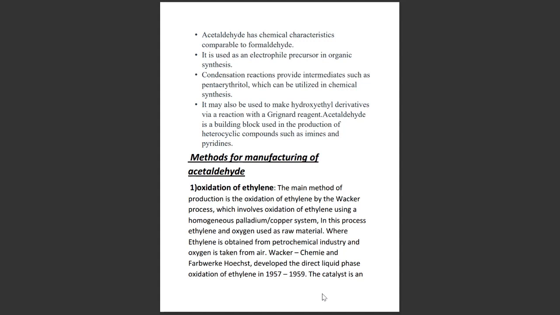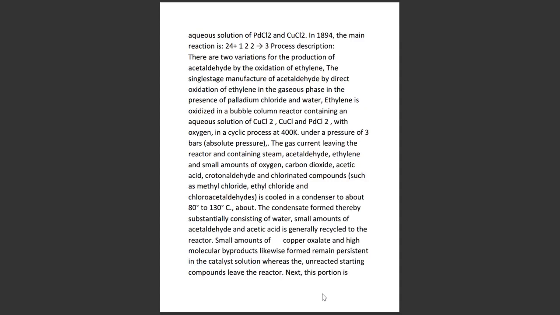Methods for manufacturing of acetaldehyde. First of all, oxidation of ethylene. It is the main method, using the Wacker process, which involves oxidation of ethylene using a copper and palladium system. In this process, ethylene oxidation uses raw material where ethylene is obtained from the petrochemical industry, and oxygen from air. Wacker Chemie developed the first direct liquid phase oxidation of ethylene in 1957 to 1959, with the catalyst in an aqueous solution. The main reaction is given in the process.